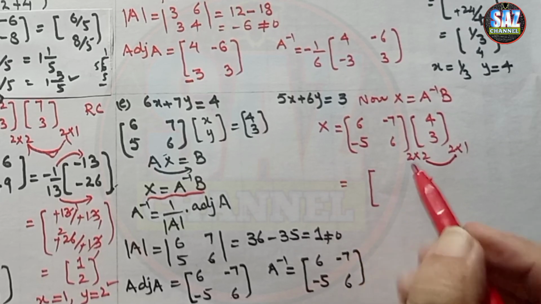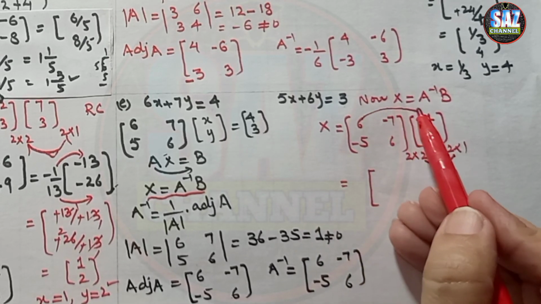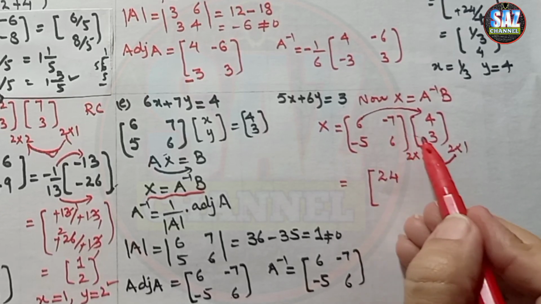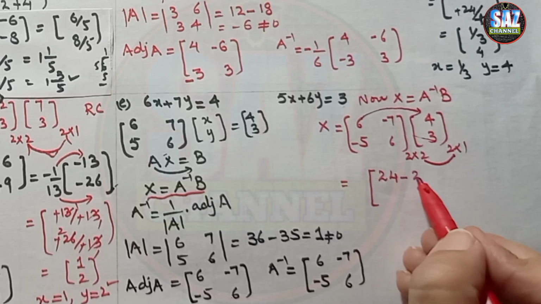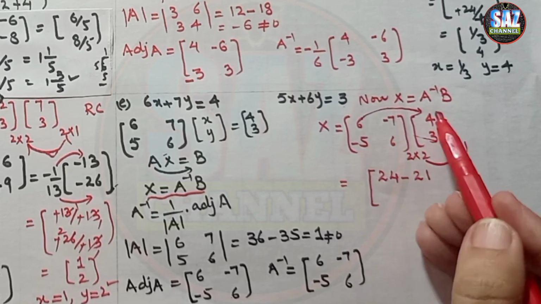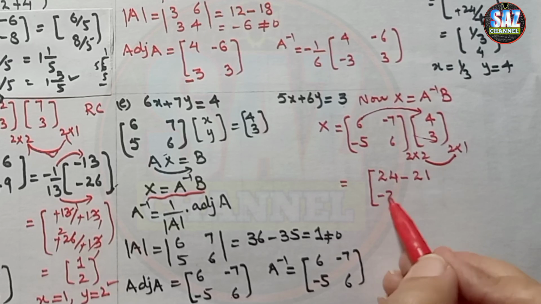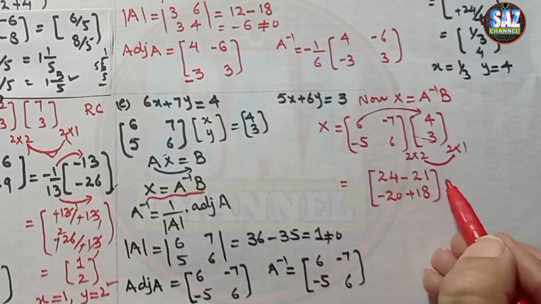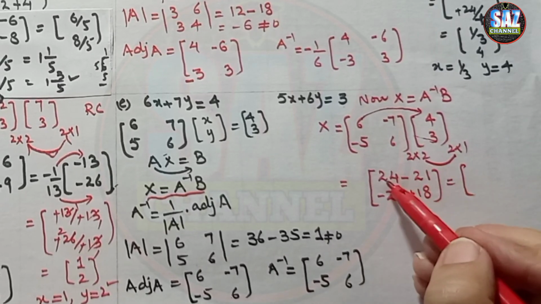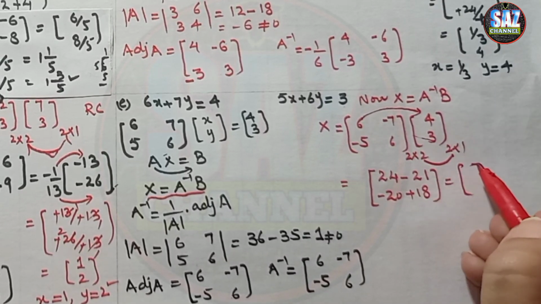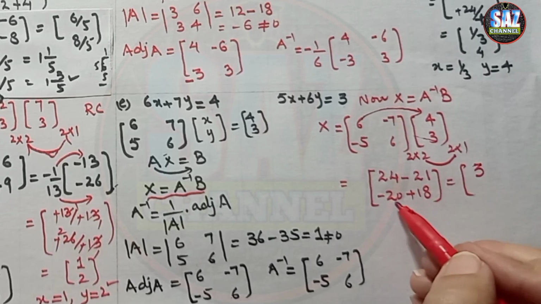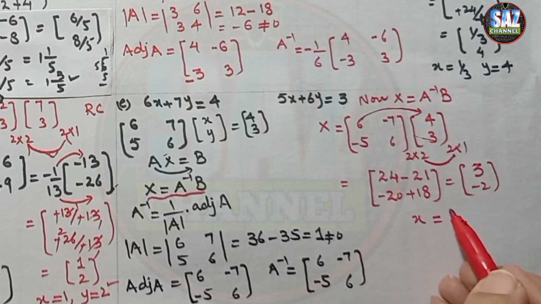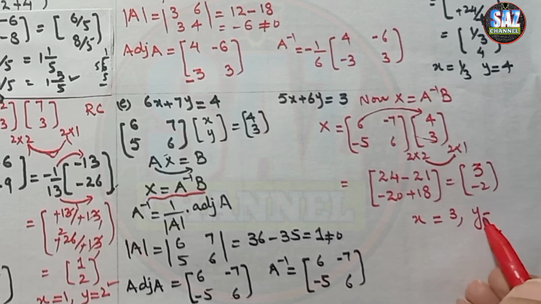Okay, let's go for the multiplication. 6 times 4 is 24 and 7 times 3 is 21 with a minus sign. Then minus 5 times 4 is minus 20 plus 3 times 6 is 18. Let's quickly solve this: 24 minus 21 is 3, and 18 minus 20 is minus 2. So x equals 3 and y equals minus 2.